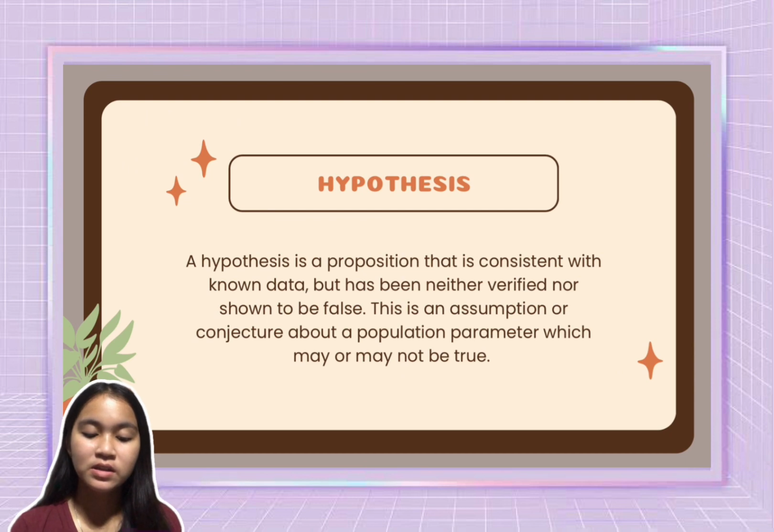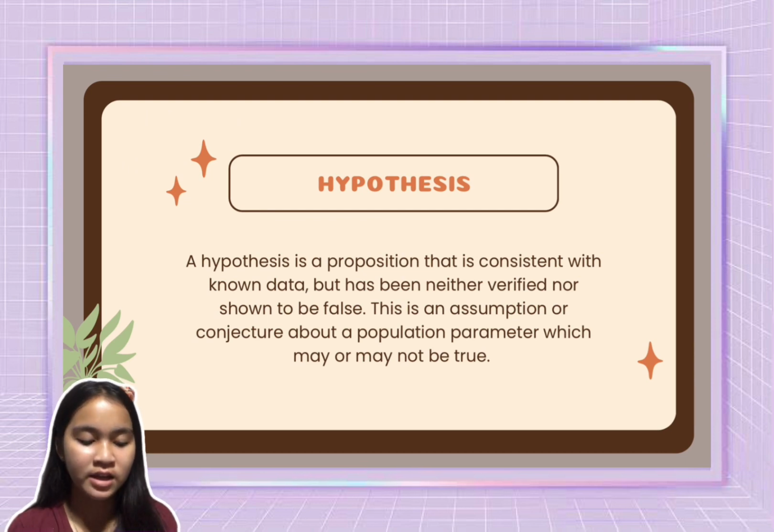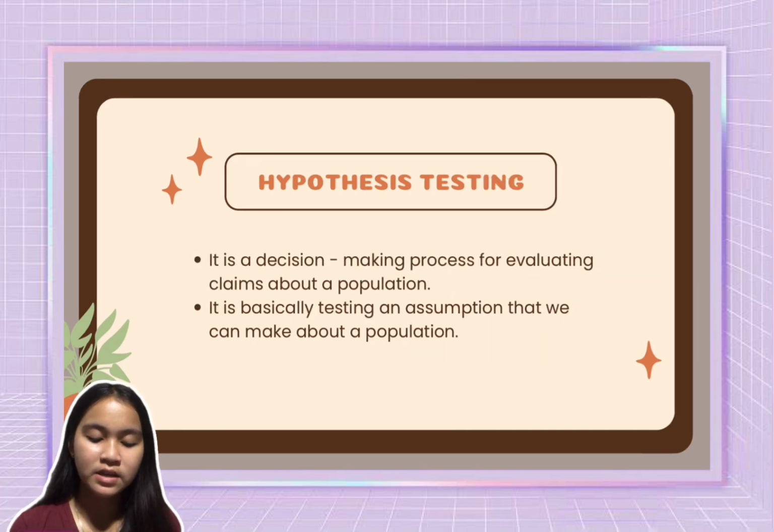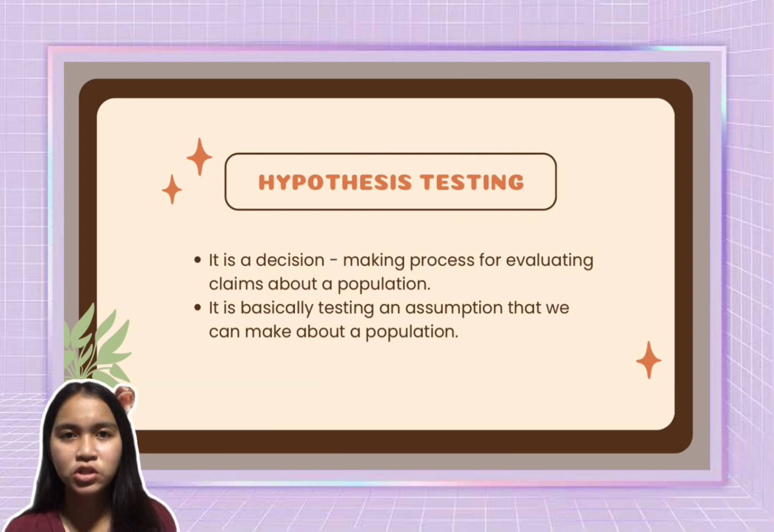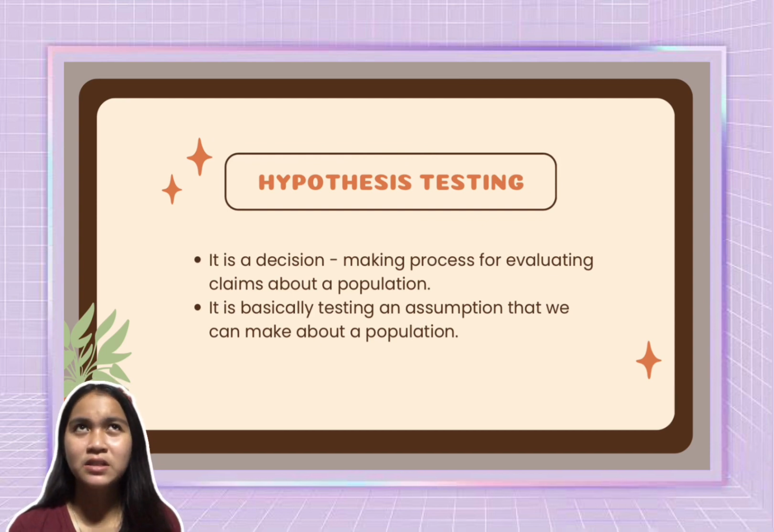A hypothesis is a proposition that is consistent with known data but has been neither verified nor shown to be false. This is an assumption or conjecture about a population parameter which may or may not be true. While hypothesis testing is a decision-making process for evaluating claims about a population. It is basically testing an assumption that we can make about a population.